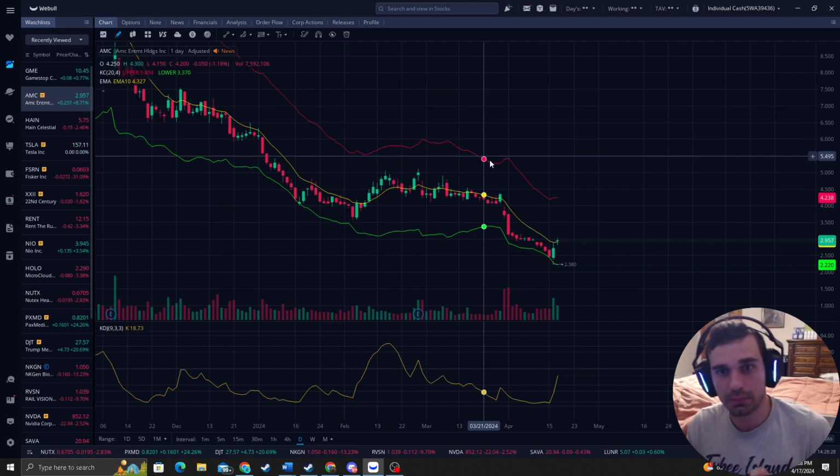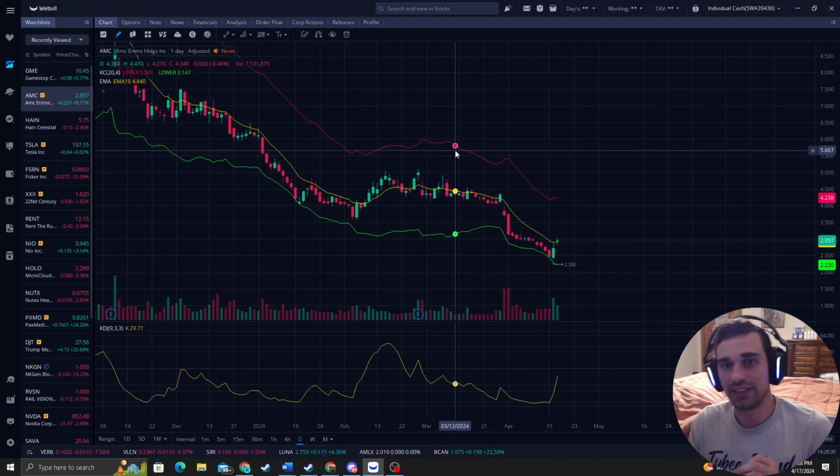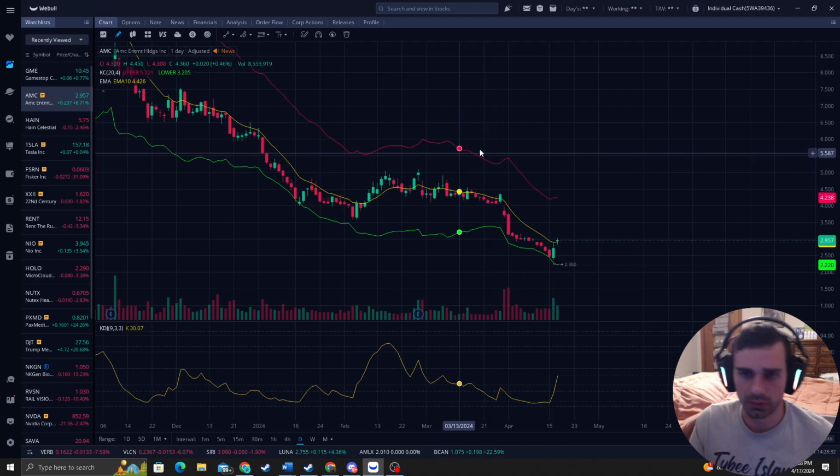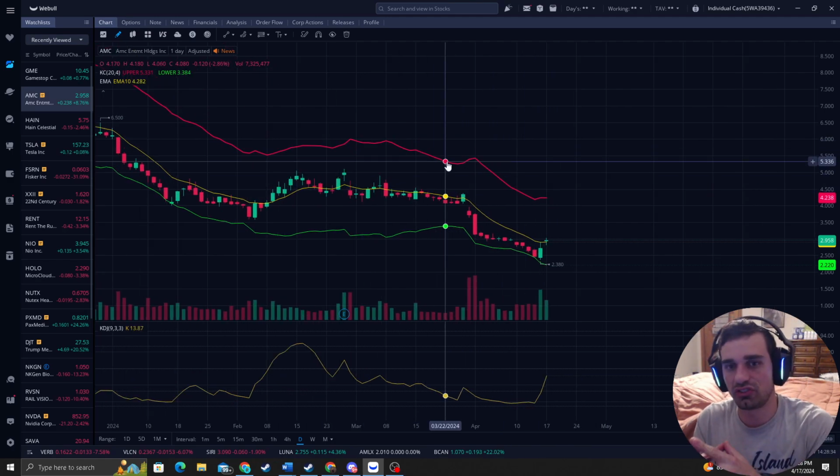And then the upper band is where you would sell off. That is where you would buy the puts, where you want to short. That is where price is super overextended.